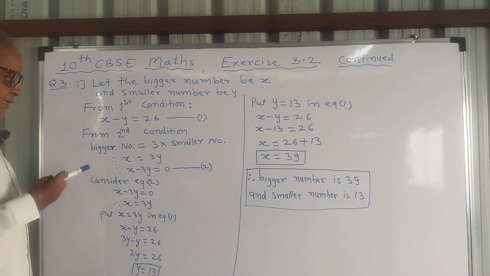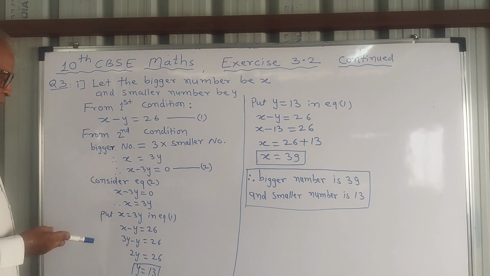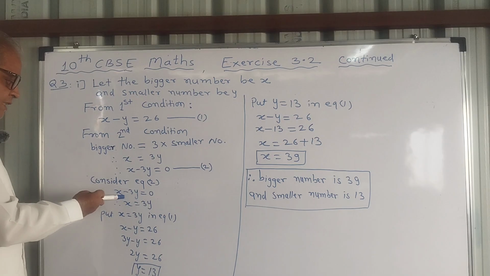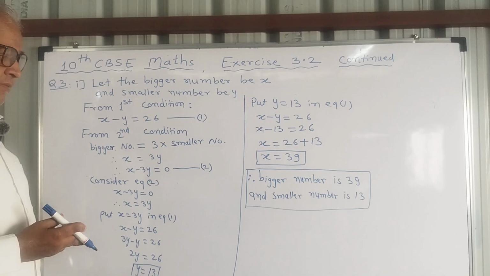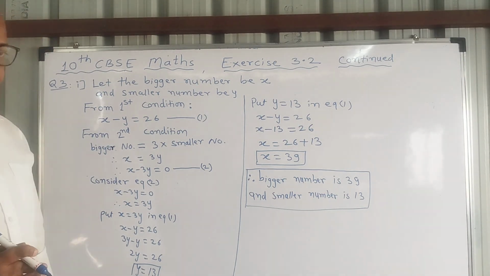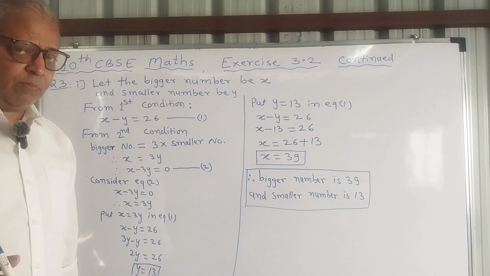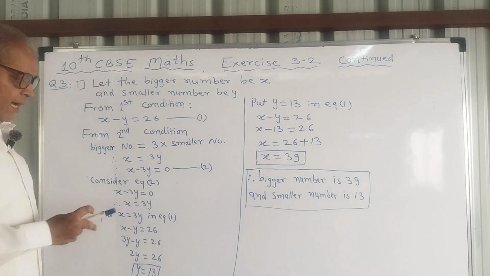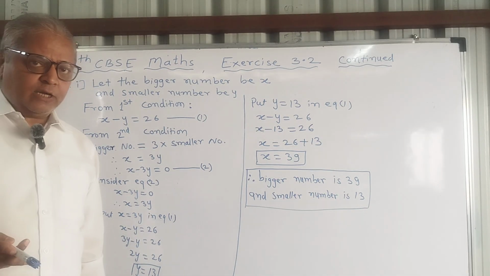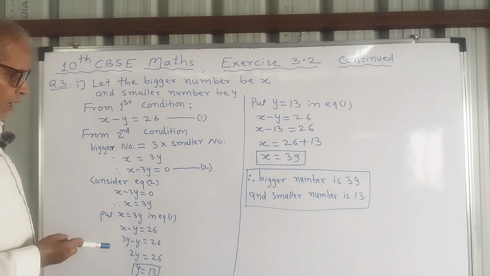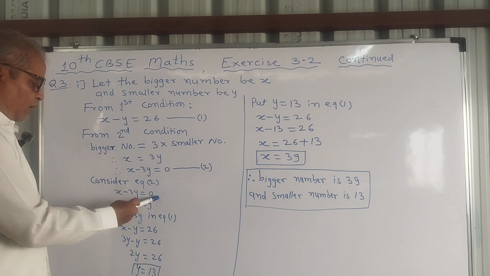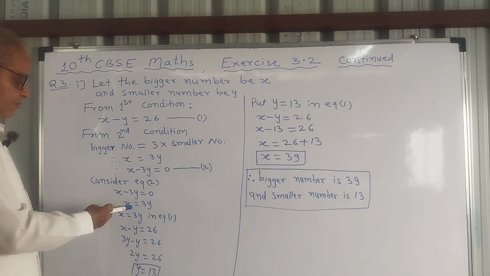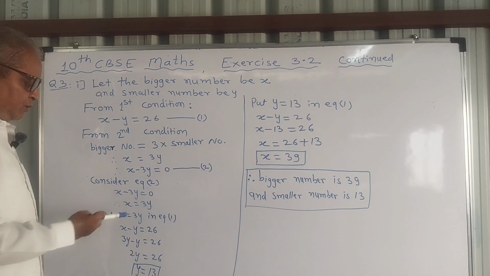So consider either of the equation 1 or 2. Here we will consider equation number 2, x minus 3y is equals to 0. So what is the first step in solving the equations by substitution method? Convert the value of one variable in terms of other variable, either x in terms of y or y in terms of x. So here I will find the value of x in terms of y. So x will be on the LHS, and minus 3y, if you transfer to RHS, it will be 3y. So x is equals to 3y. This is the value of x in terms of y.